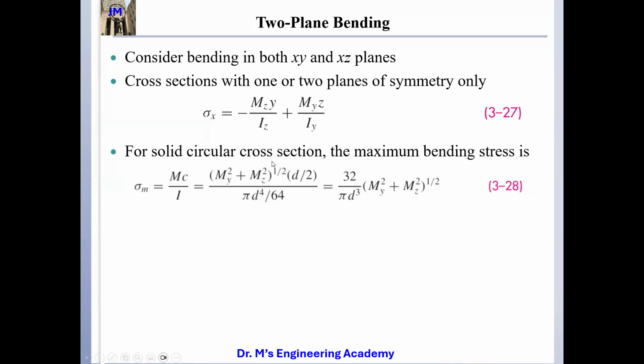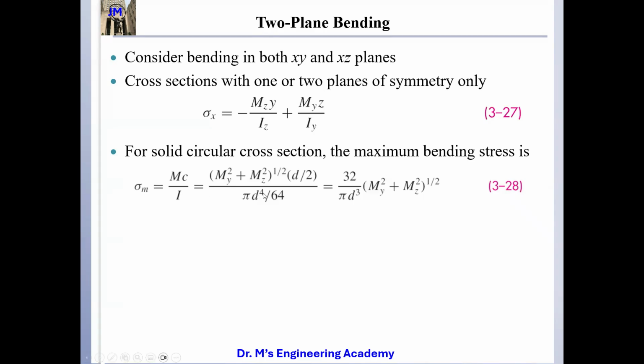So for a solid circular cross section, the maximum bending moment is this. For a circular cross section, how can we simplify this equation to here? For a circular cross section, Iz equals Iy, because the circle is symmetric for any plane passing through the center. You guys agree? That's the reason. Iz equals Iy if I have a circular cross section.